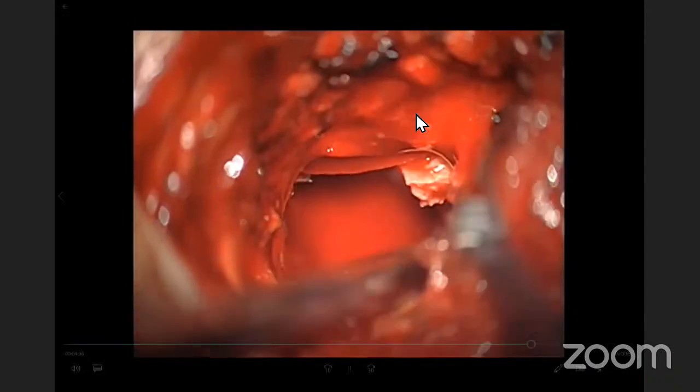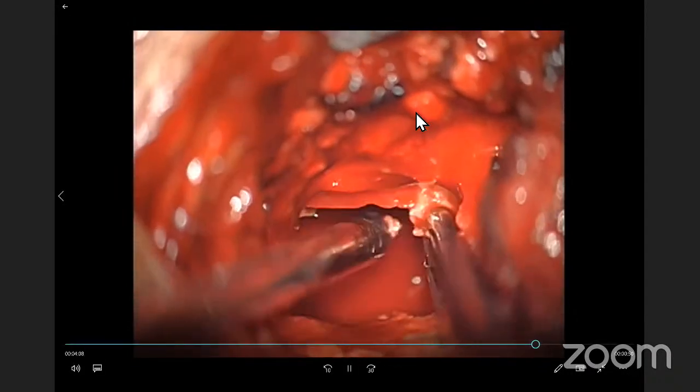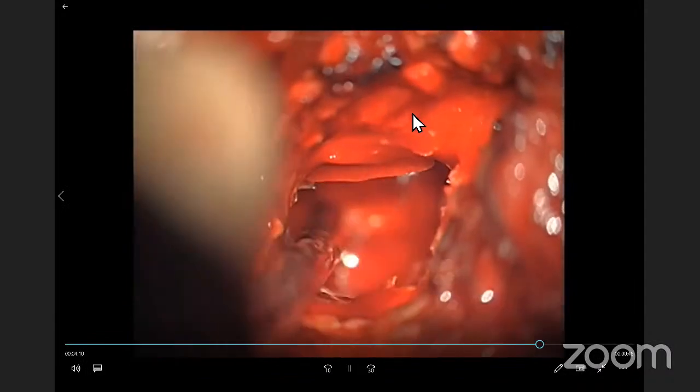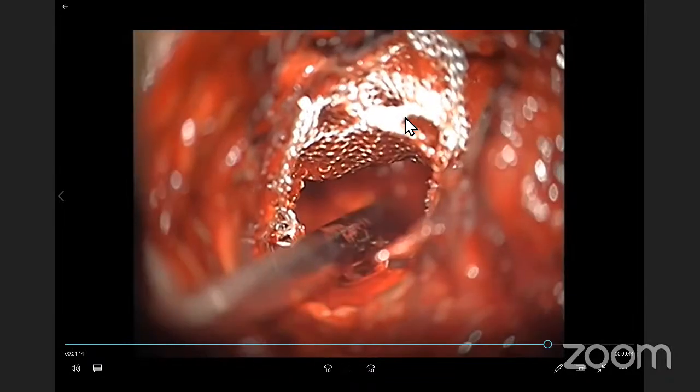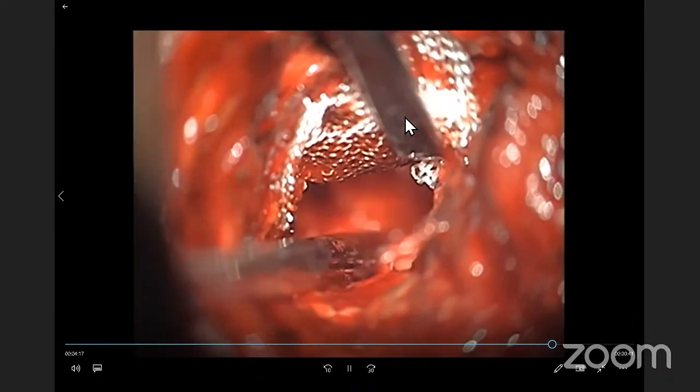So it was the root which was getting exposed. Then we removed all of this on the sides. And the leakage is pretty much not there. And it never causes post-op leak to that much extent.